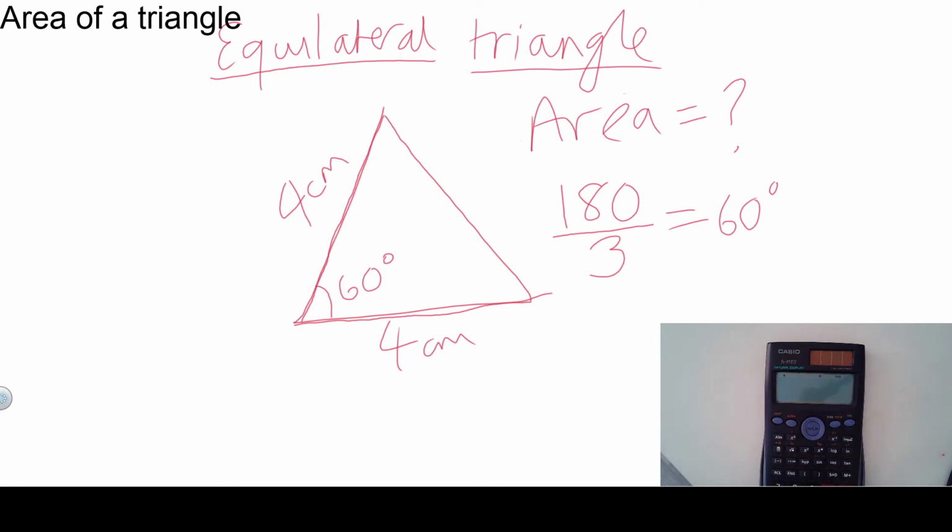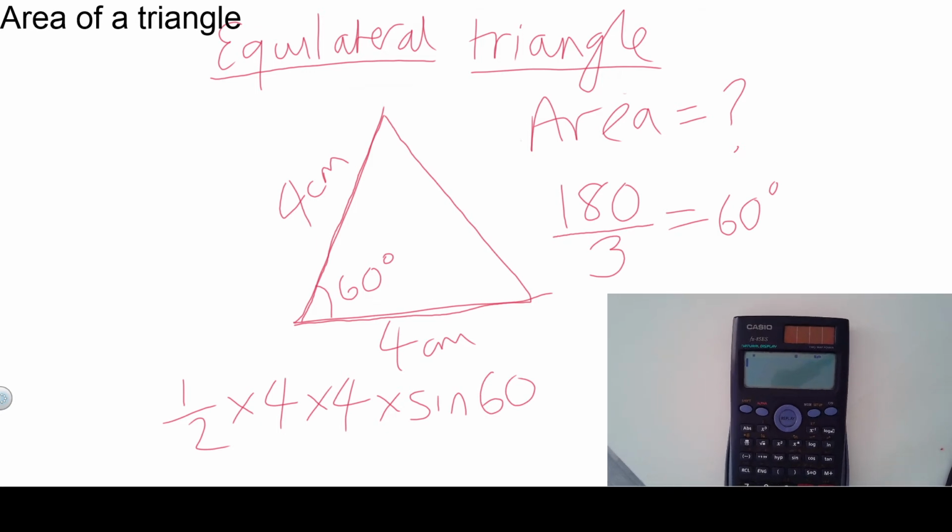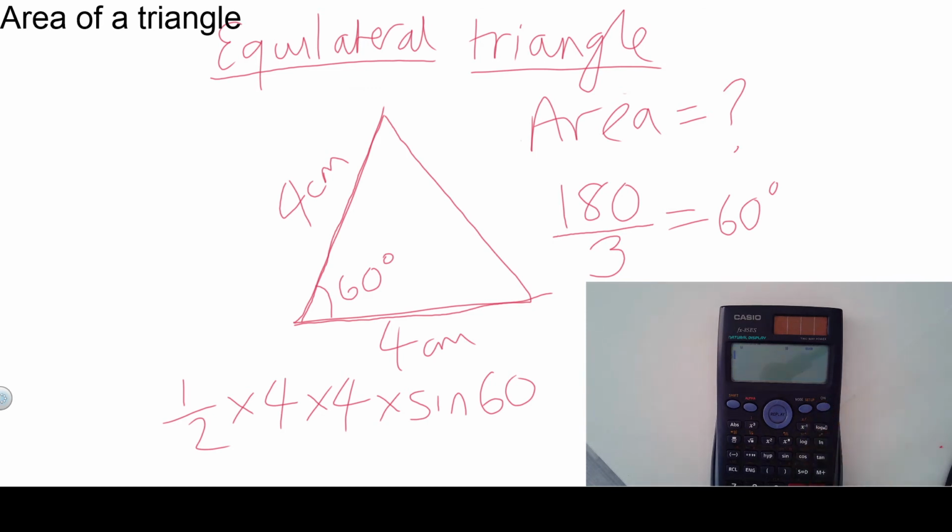Now I can use the formula half AB sine C: half times the 2 arms, the 2 sides I've got there, which just happen to be the same, times sine of the angle in between the 2 sides that I'm using in my calculation, which is 60. So now if I put that in the calculator, half times the 2 sides, the 2 arms, times sine of the angle in between the 2 sides.